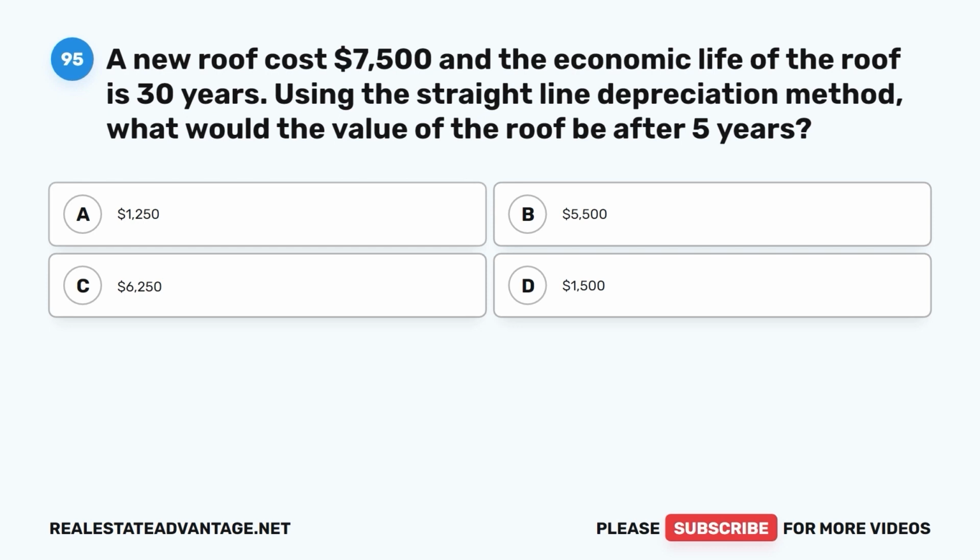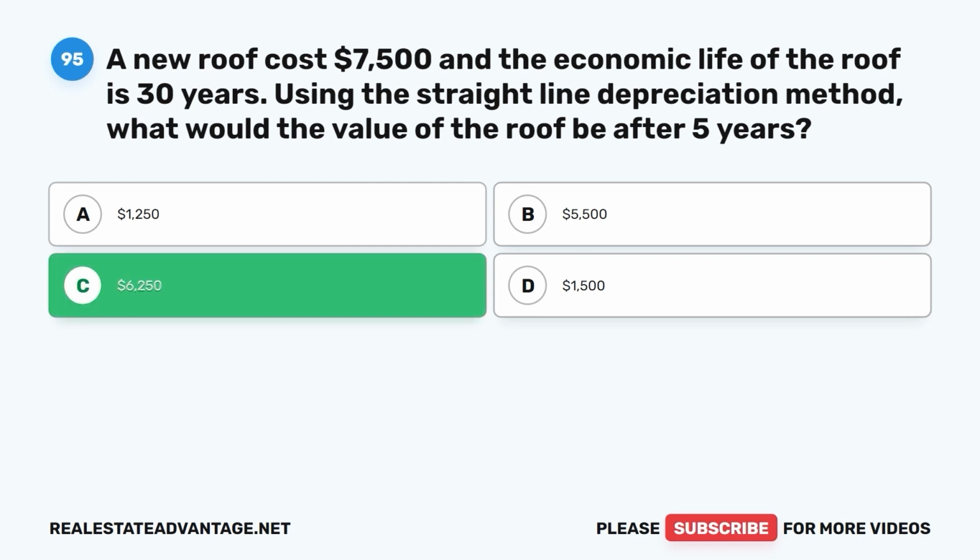Question 95. A new roof costs $7,500 and the economic life of the roof is 30 years. Using the straight line depreciation method, what would the value of the roof be after 5 years? A. $1,250. B. $5,500. C. $6,250. D. $1,500. The correct answer is C.